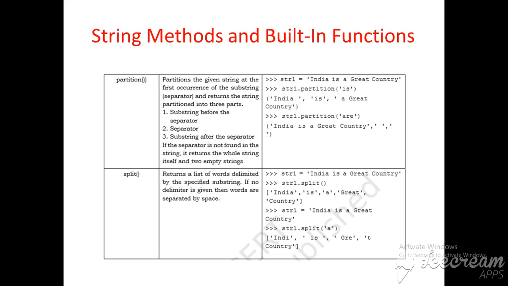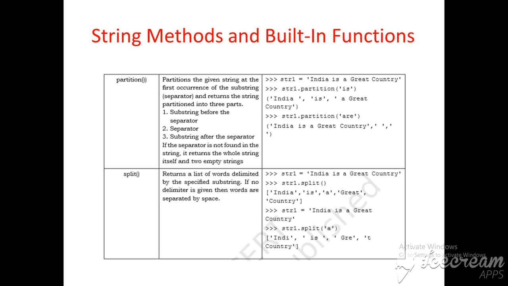And the second one: str1 is equal to India is a great country. Here for str1.split we specify the substring a, so it is split with a. So we get INDI, then only I, then a is removed. Then is. Then great becomes GRE, where a is removed, then T. Then country, COUNTRY. So this is the use of the splitting operation.